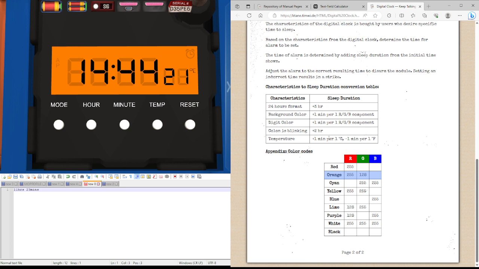And to find the temperature, we're going to add a minute per degree Celsius and subtract a minute per degree Fahrenheit. So we're going to be adding 21 and subtracting 69. Plus 21 minus 69 minutes. We're going to be subtracting 48 minutes, which is going to be slightly more complicated.